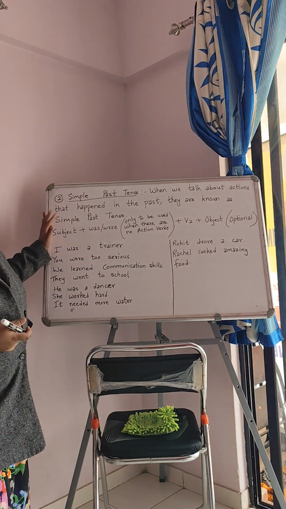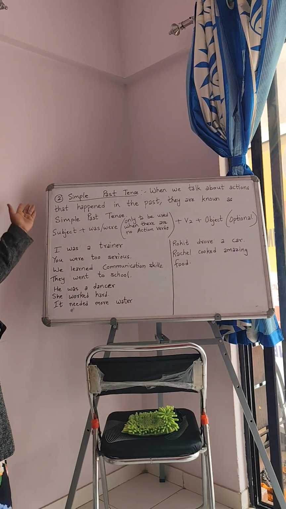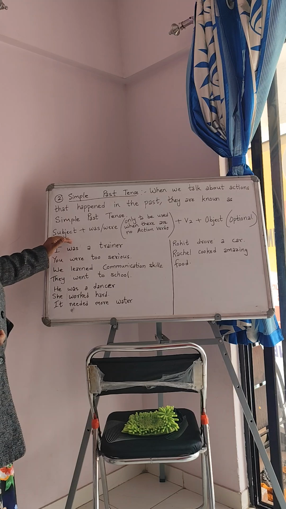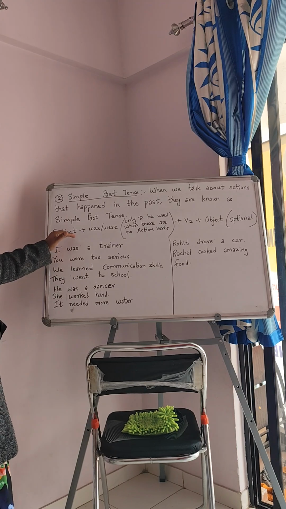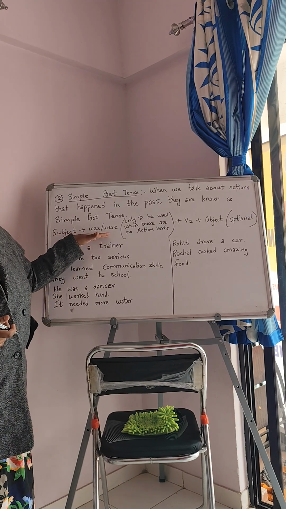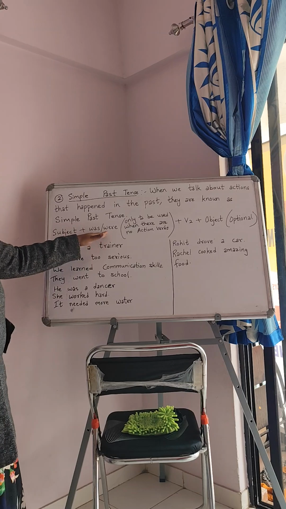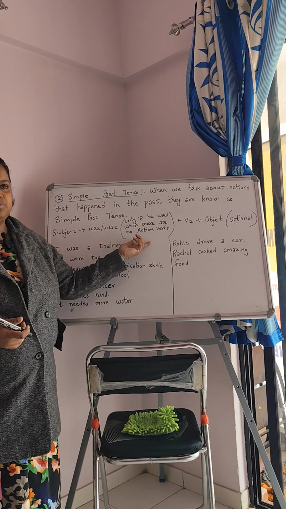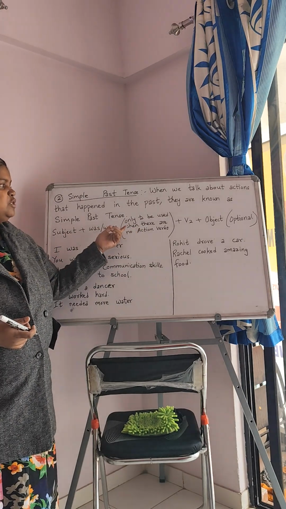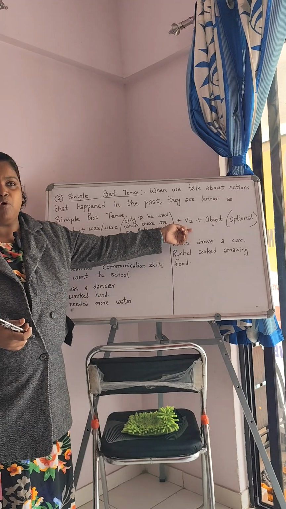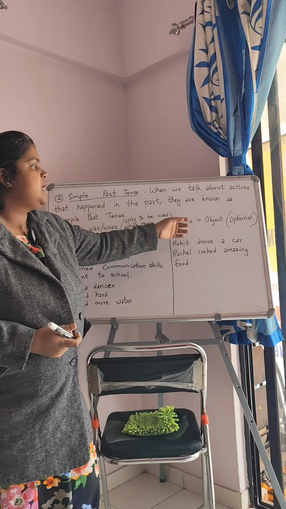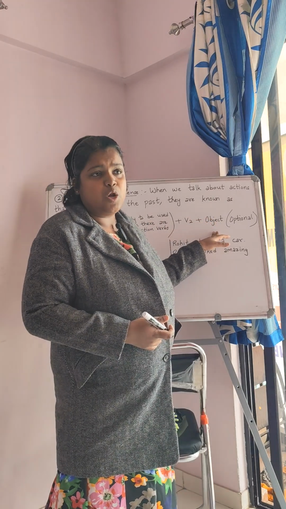We do not call this indefinite past tense. Okay, I've already written the definition as per my words. So your formula for simple past tense is subject, was/were, verb. Once again, was/were will be only used when there are no action verbs in the sentence. If you have action verbs, the action verb will be in V2 form, the second form of action verbs. Plus object, object is once again optional.